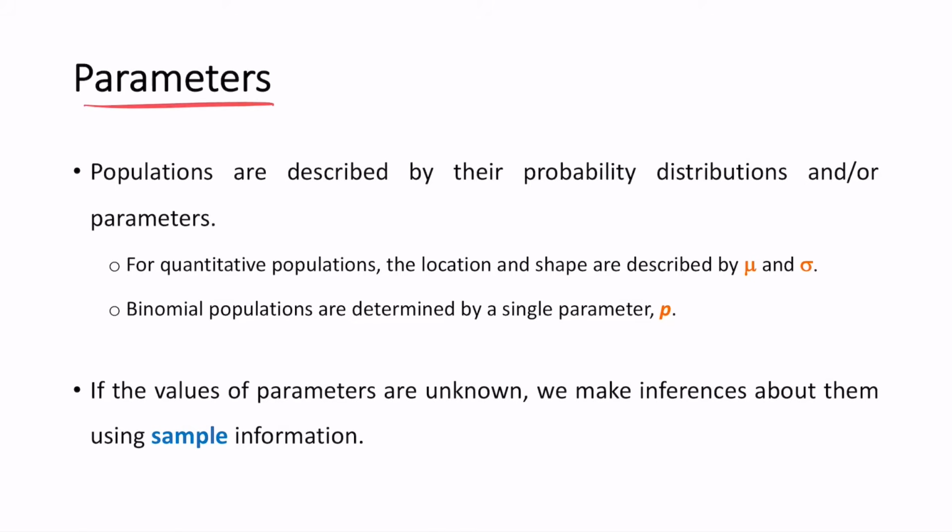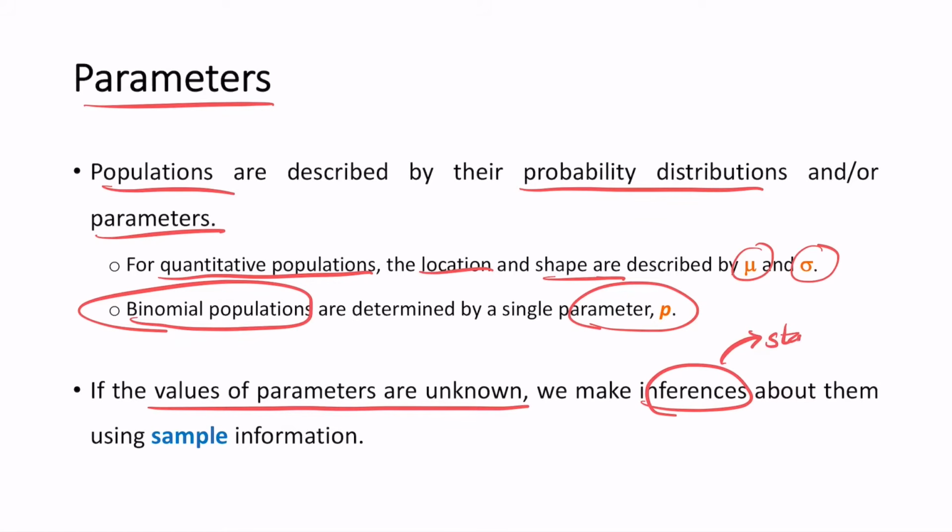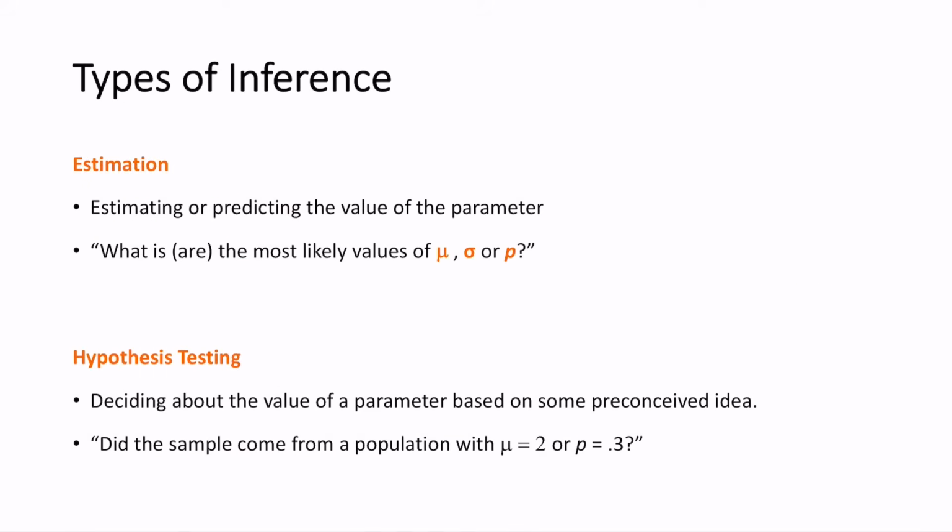Let's discuss parameters. Remember that parameters are statistics of a population. So populations in general are described by their probability distributions and/or their parameters. For a quantitative population, the location and the shape are determined by the mean and standard deviation. If you have a binomial population, it is determined by one parameter, the probability of success. So if the values of parameters are unknown, what we try to do is make inference. Inference here is, in crude language, a statistical guess about them using the sample information.